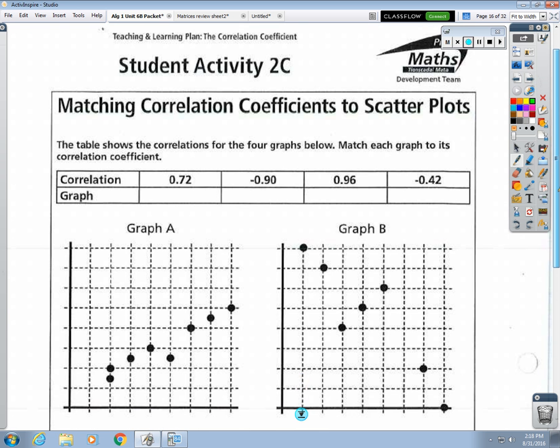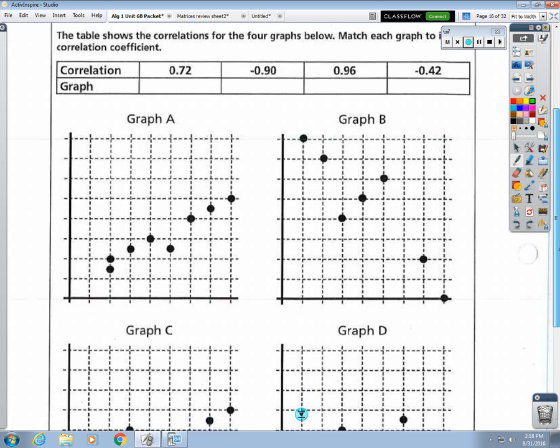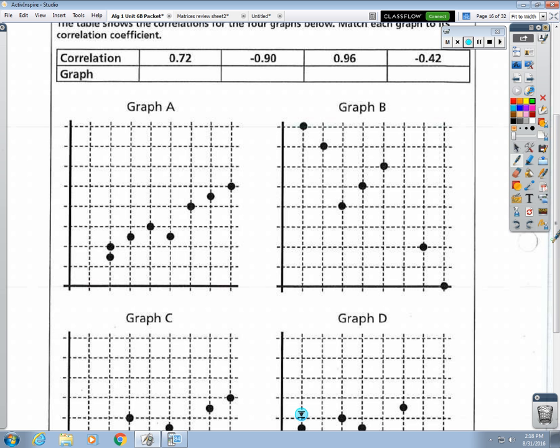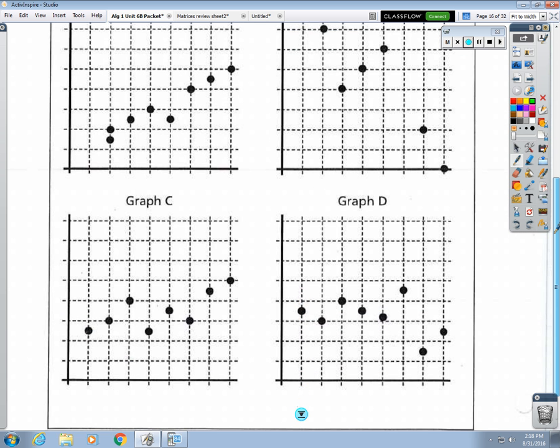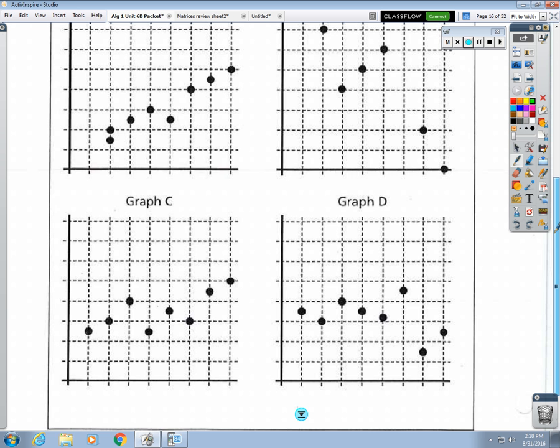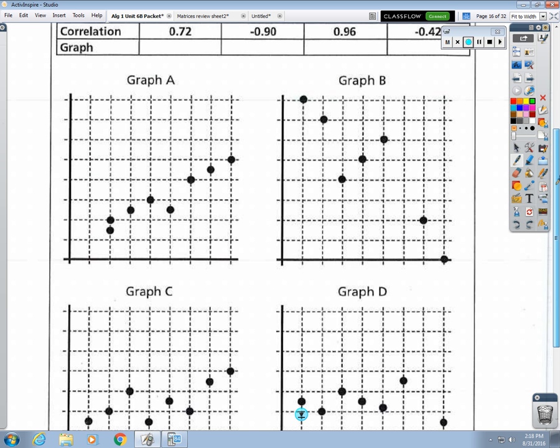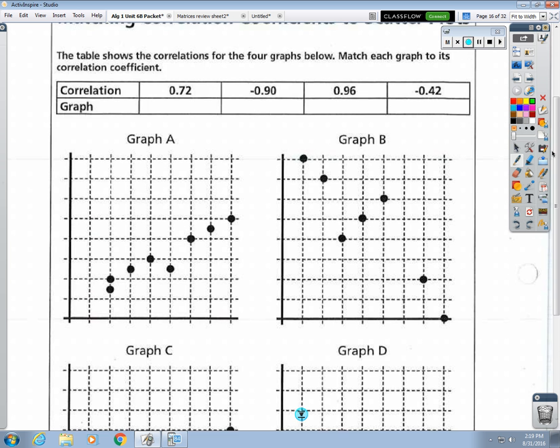Okay. Then page 15. Okay, same thing. First narrow it down with positive and negative. We have 2 positive correlation coefficients. Which graphs are positive? A and C. Which one is stronger? A. When it's stronger, it has to be closer to what? 1. Out of those 2 positive values, which one's closer to 1? This one. So that's graph A, so that means this has to be graph C.